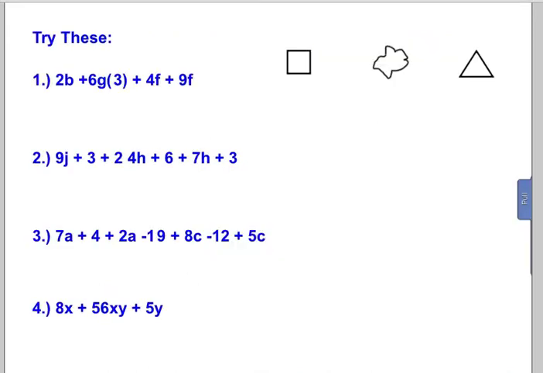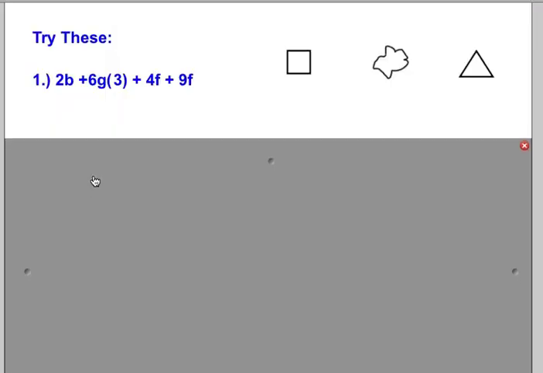So next we're on slide 23. 23 is asking us to simplify 4 problems. So the first one is 2b plus 6g times 3 plus 4f plus 9f. Now before I can do any combining of terms, first I need to make sure that I have my work in the problem simplified according to PEMDAS.